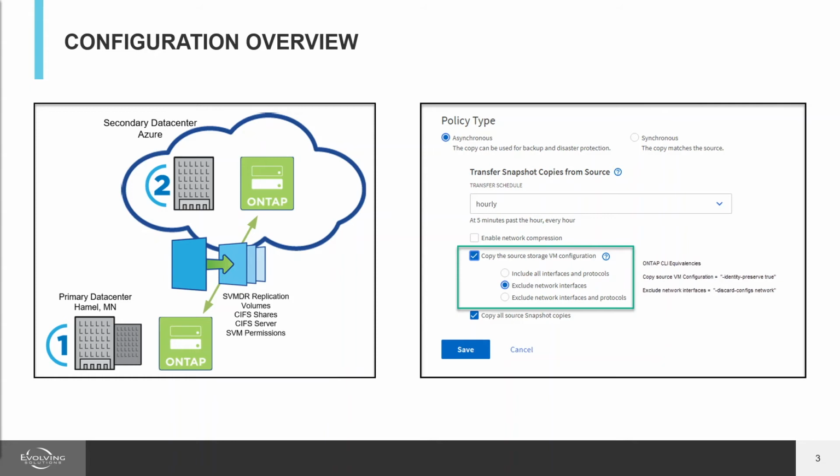In the screen to the right, the policy type shows the secret sauce of the SVMDR replication. It specified to copy the whole storage virtual machine configuration, and again, excluding those network interfaces because we don't have a stretch layer 2 between the two data centers. So we'll move on now to the demonstration.